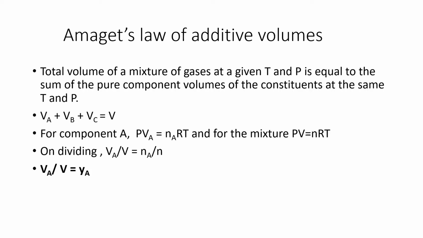So that is VA plus VB plus VC equals V. Then there's a small derivation included. For component A in the mixture, we have P into VA equals nA into RT. But for the whole mixture, we have PV equals nRT. When we divide, we get the important relation VA by V equals yA. That is, the volume ratio will be equal to the mole ratio.